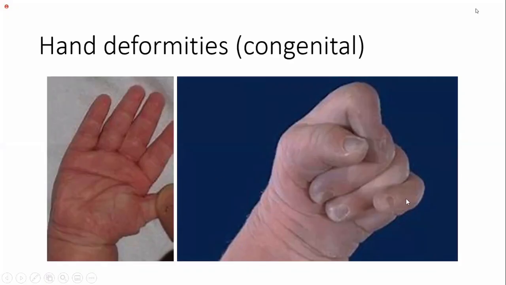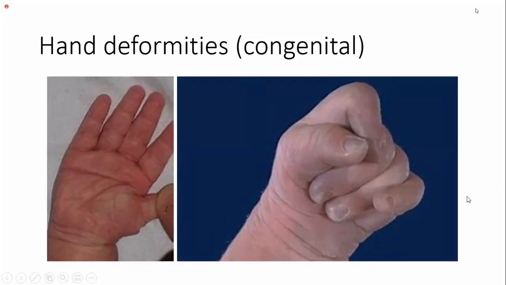Don't get it wrong. And this one, what do you notice here? What is the abnormality you notice here? Look at the fingers. What do you note? Two fingers? Nails are abnormally developed. Nails are hypoplastic. Good. Nails are hypoplastic. Good.